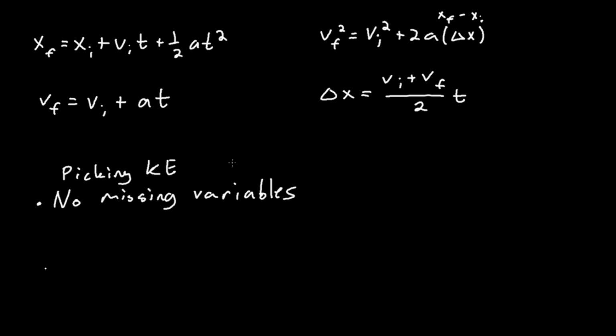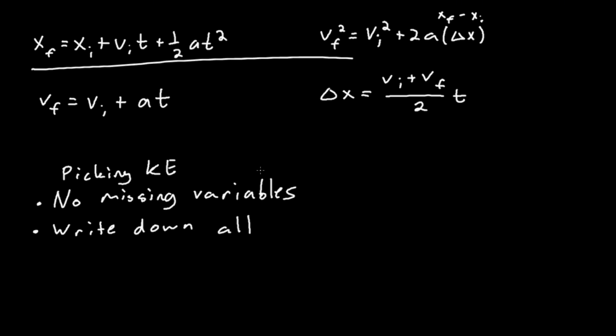Another key thing is to write down all the variables. Write down all the information. That'll help you pick your kinematic equation super easily. If you have acceleration, or you're given initial velocity, write down all the variables that you have in a list, rather than in the word problem form that you're normally going to get for a physics problem.